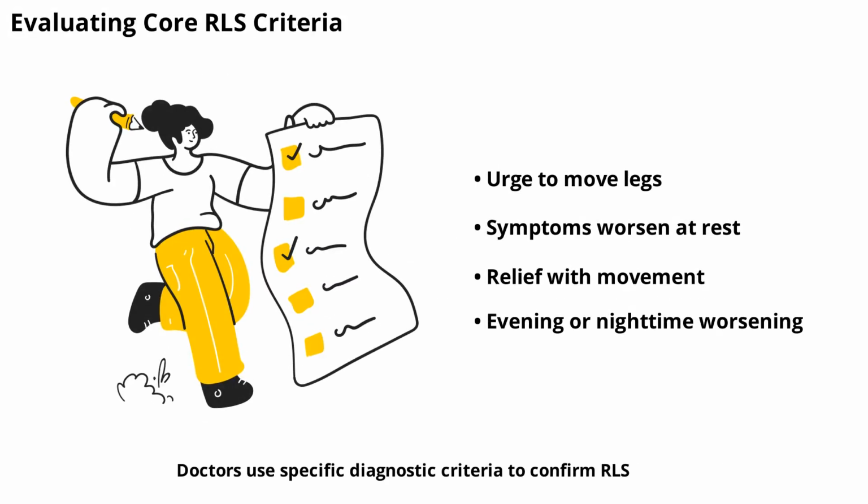Doctors use specific diagnostic criteria to confirm RLS. The core features include an urge to move the legs, usually accompanied by uncomfortable sensations, symptoms that begin or worsen during periods of rest or inactivity, partial or complete relief with movement, and symptoms that are worse in the evening or at night. The doctor systematically checks each criterion, often using a checklist or questionnaire. This structured approach ensures that the diagnosis is based on established medical guidelines and not just subjective impressions.